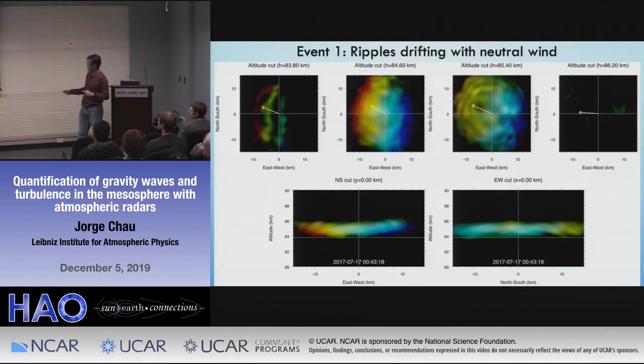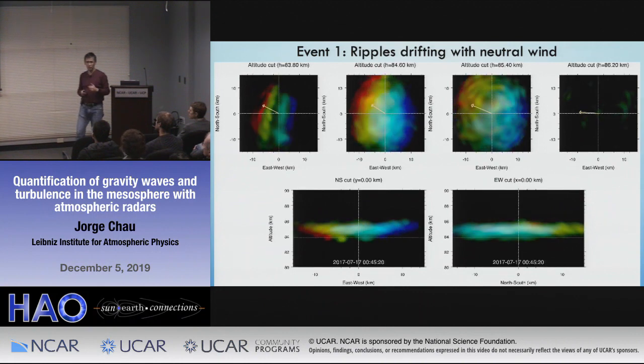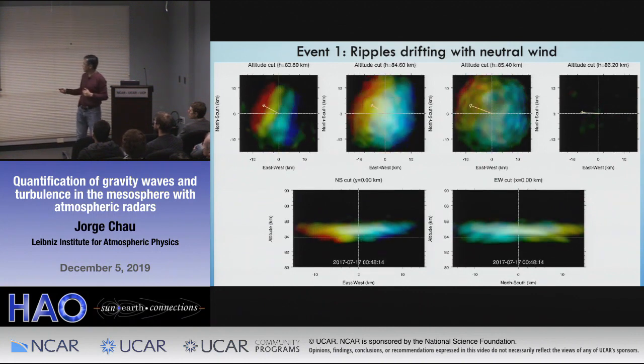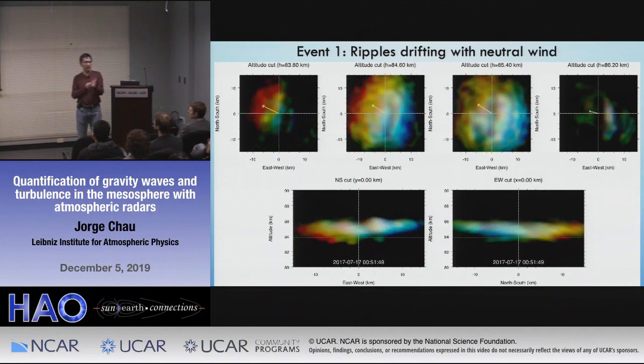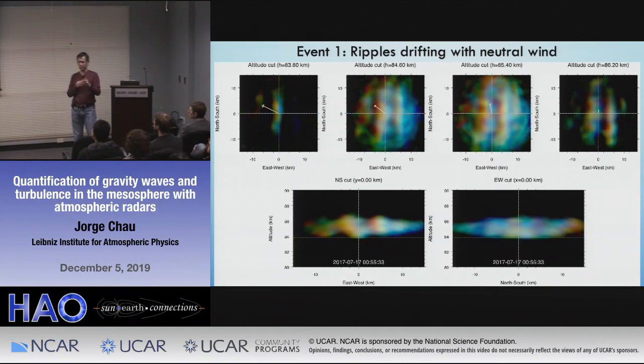If I make a cut now, in this example, at different altitudes, this will be the lower altitude, middle altitude, and higher altitude. I'm putting two cuts, east-west and north-south, as a function of altitude. What I want you to follow is that red is coming toward us, blue is going away, and green is staying almost at zero. I want you to look at the evolution of this. The green arrows, just for reference, are the background wind obtained from another system, a meteor radar.